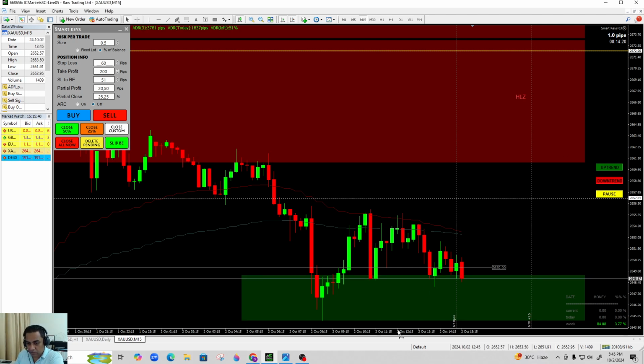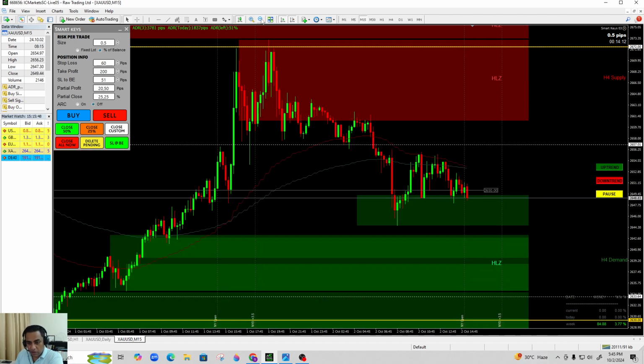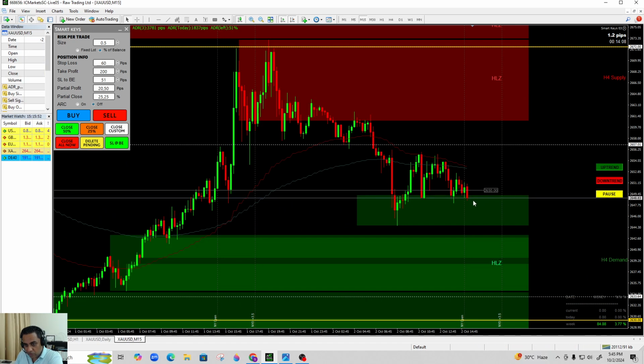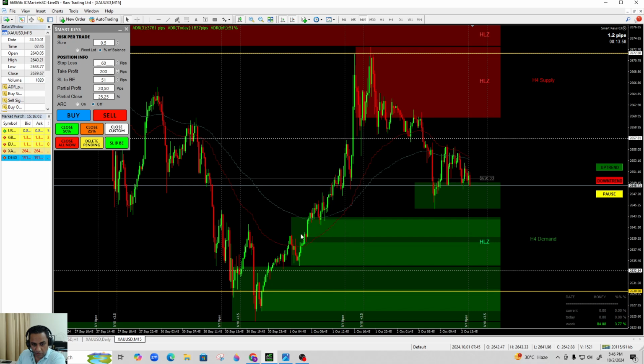Okay, so let's see. I'll let price do what it needs to do for the next 15 minutes. It broke two lows. We broke this low as well. So let this 15-minute candle close. We've got 15 minutes. We're going to wait for this candle to close before we decide to do anything.